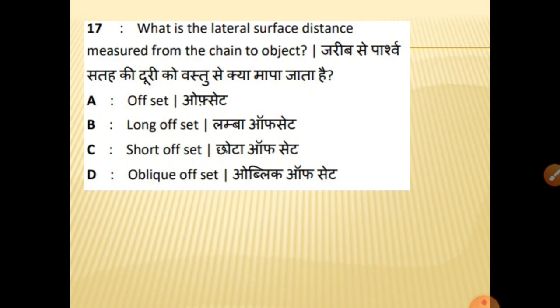17th question. What is the lateral surface distance measured from the chain to object? Is it offset, long offset, short offset or oblique offset? Answer is option A, simply offset.